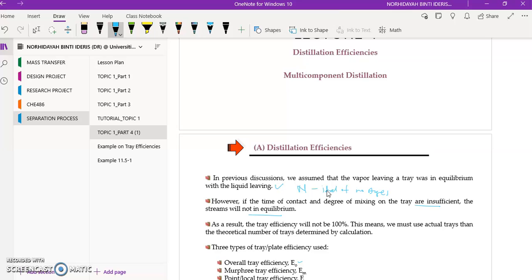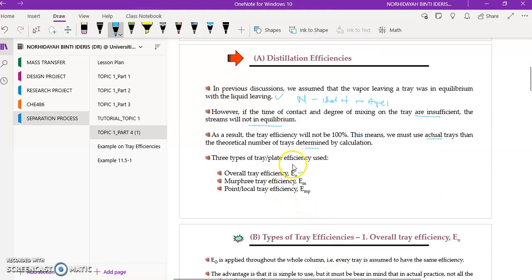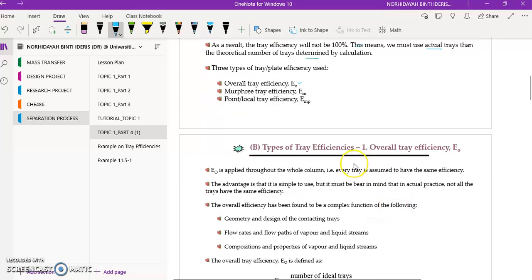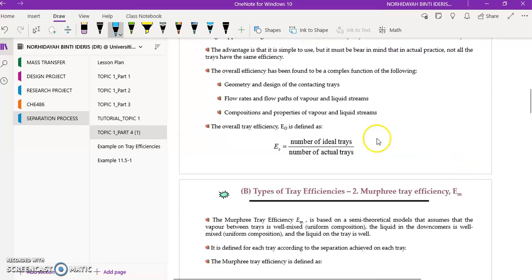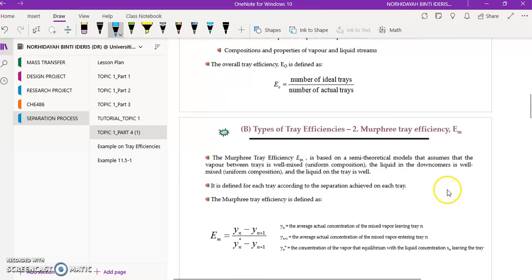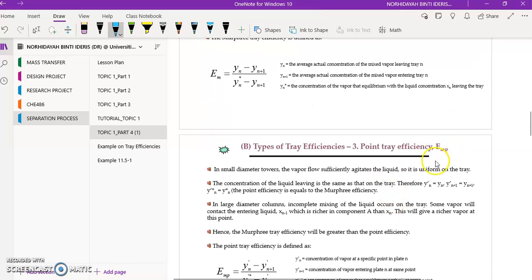However, in real industry, usually the tray efficiency will not be 100%. So this means that we must use more actual trays than the theoretical number determined by the calculation. Here are three types of plate efficiency that we need to know, which are E0, EM, and EMP. I want you to go through by yourself and read the definition of E0 and the equation, the EM and also the EMP.